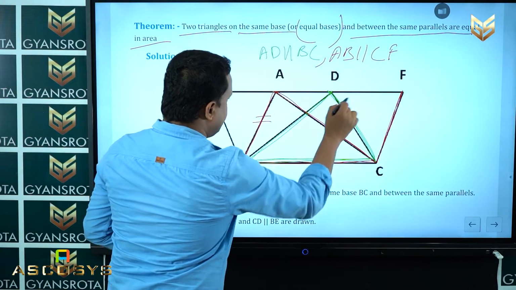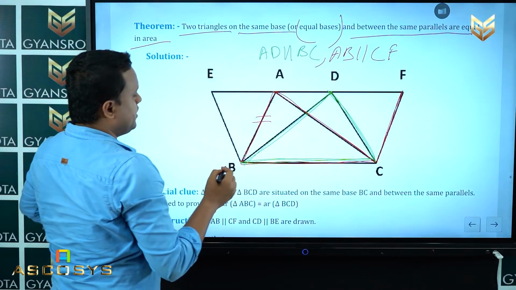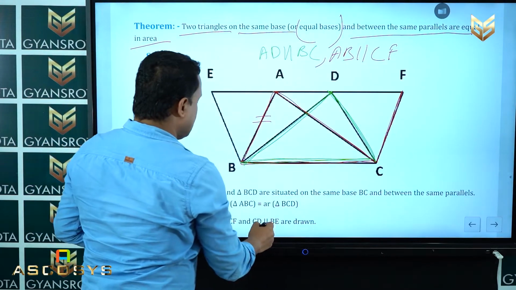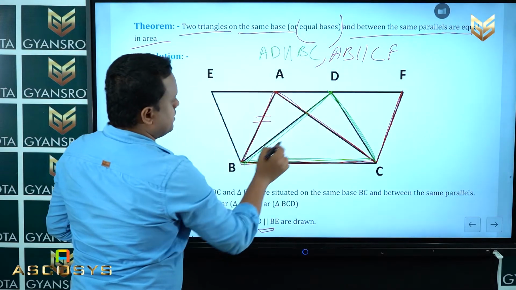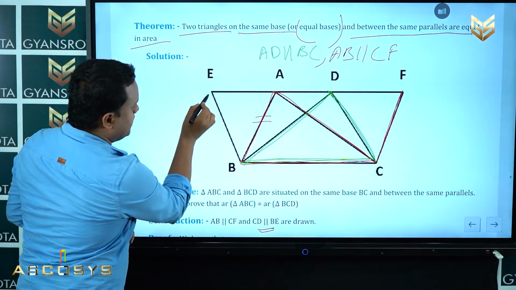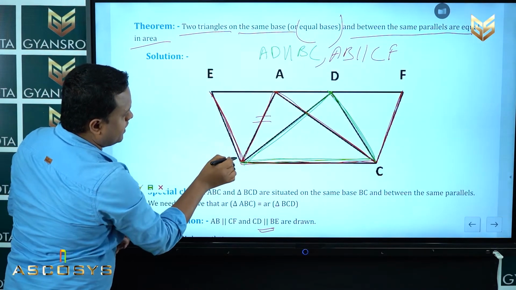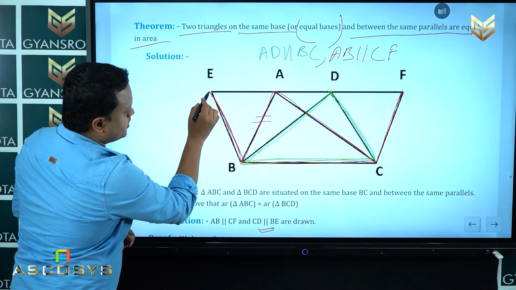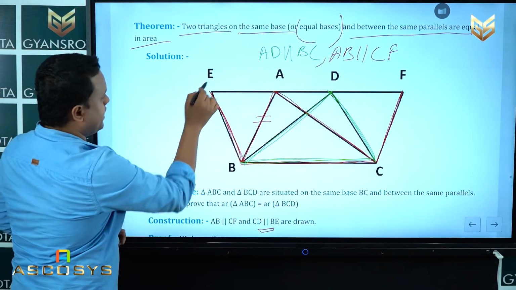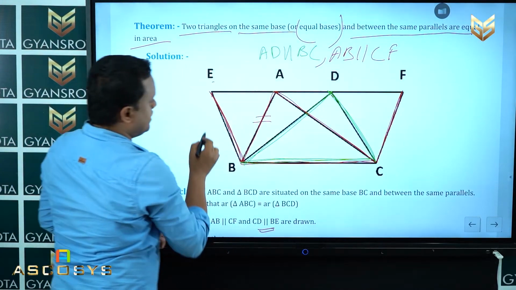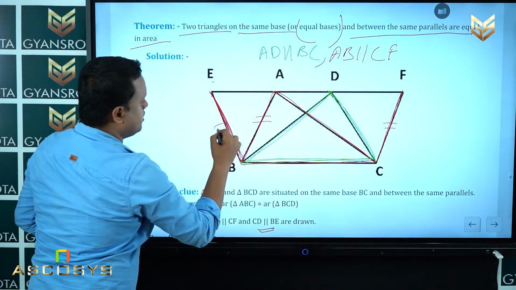So, we need parallels, and we are drawing the parallels. So, we need to draw CD parallel to BE. On this side, we need to draw a parallel BE. By drawing the parallel BE, we constructed this parallelogram BCDE. That is why we are drawing these two parallels, this one and this one.